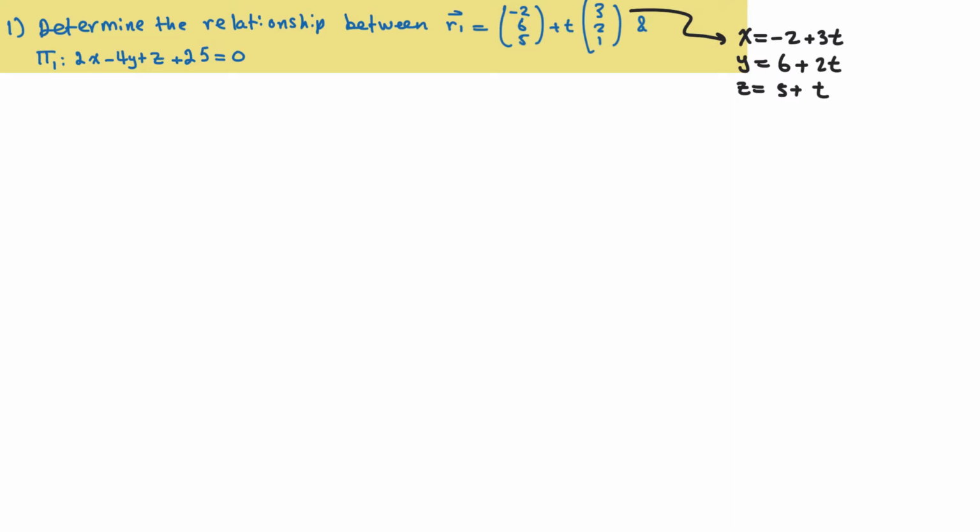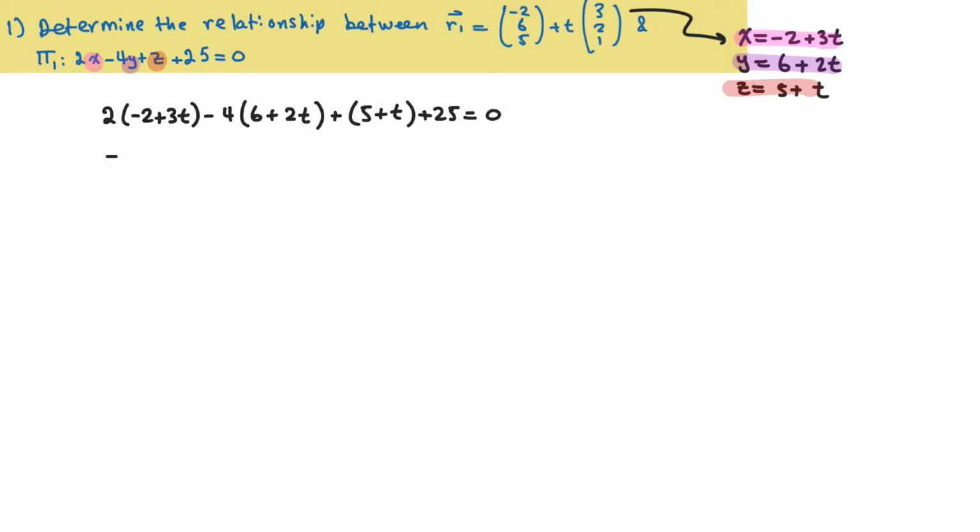Once we have this, we are going to use the x, plug it into here, y, plug it into the y value of our plane, and z, plug it into our z value of the plane, and solve for the t value. In this case, we are going to have 2 times x, which is -2 plus 3t, plus -4 times y, which is 6 plus 2t, plus z, which is 5 plus t, plus 25 is equal to 0.